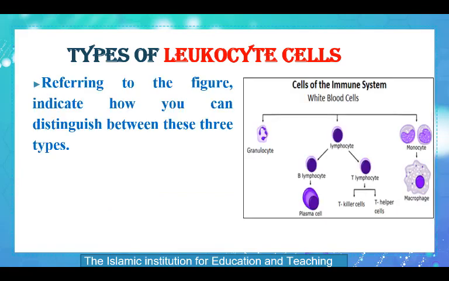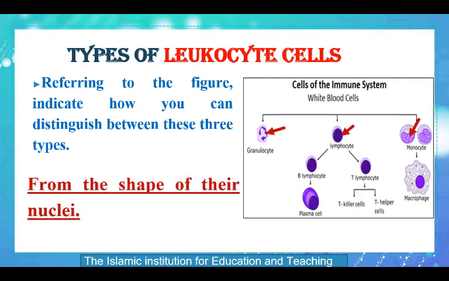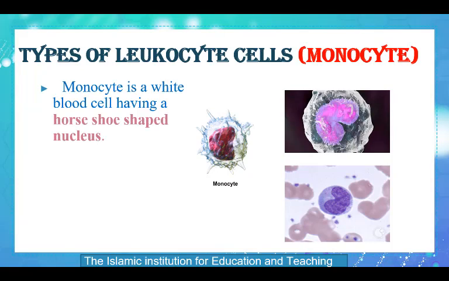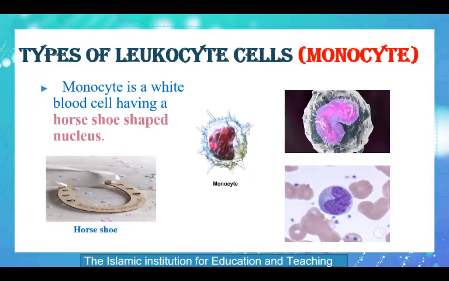Referring to the figure, indicate how you can distinguish between these three types. Excellent, from the shape of their nuclei. Let's first talk about monocyte. What's the shape of its nucleus? Monocyte is a white blood cell having a horseshoe-shaped nucleus. This is the horseshoe, and this is the horseshoe-shaped nucleus of monocyte.